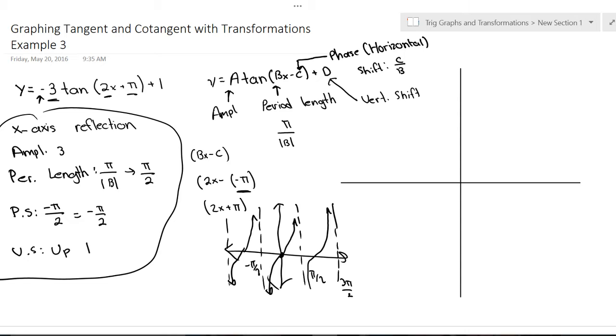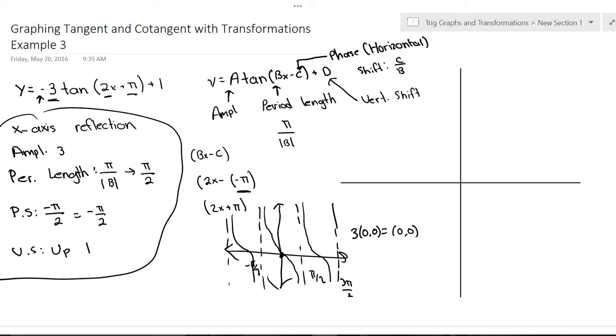That's our normal tangent, and we've got some different things going on here. First, we've got an x-axis reflection, so immediately that's going to change all these lines. Let me erase them all. Instead of going up, they're going to start going down because we reflected over the x-axis. Then we have an amplitude of 3, so we multiply our important point, 0, 0, by 3. That just gives us 0, 0, so that point's not going to change. But all the other points change, and the line becomes steeper. A higher amplitude means a steeper line.